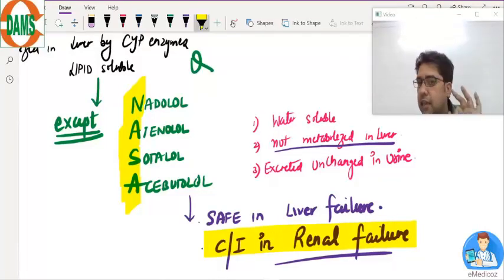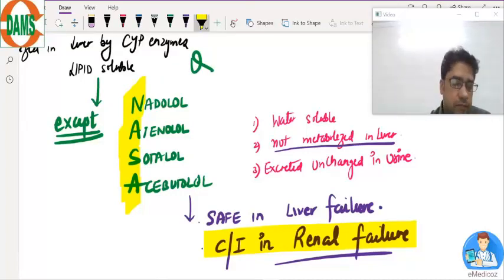They are NASA. Now, one student has asked me a question: esmolol is not metabolized in liver. You are absolutely right, esmolol is metabolized by esterase enzyme. But my question is, who synthesizes these plasma enzymes like esterase? These esterase enzymes in plasma are synthesized by the liver only. So esmolol is also contraindicated in liver failure.